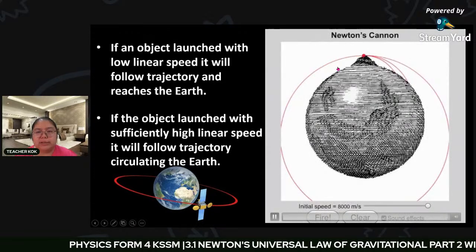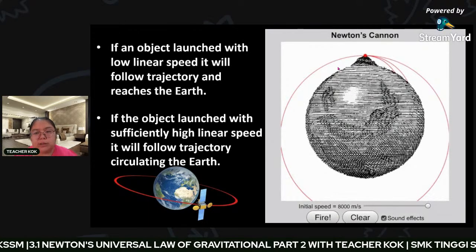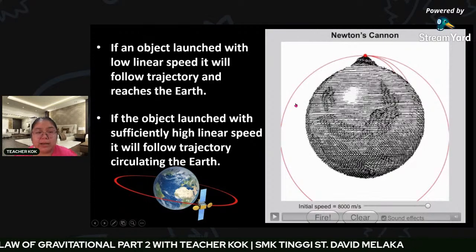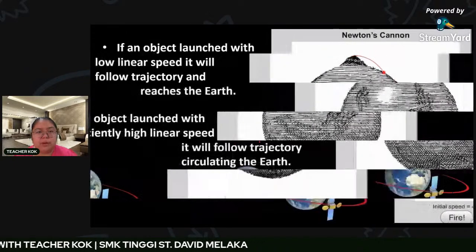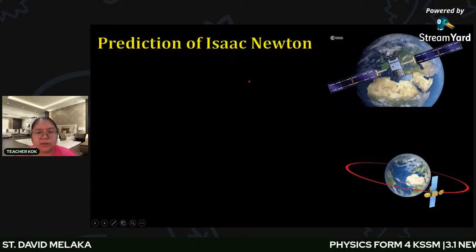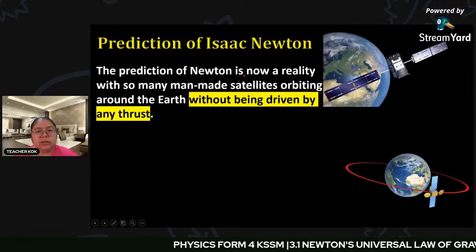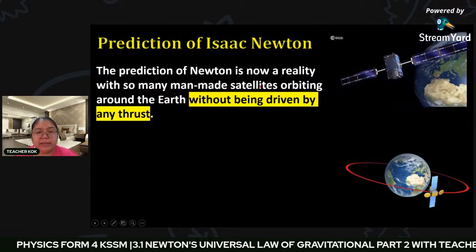So this is the initial speed, and in the other one you make the speed higher. This is from Newton's cannon. They test whether this concept is correct or not. Finally, there is a prediction from Isaac Newton. The prediction is now reality with so many man-made satellites.